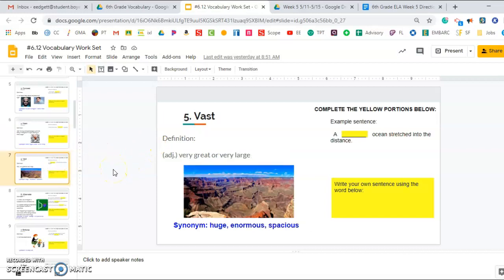All right, number 5 is vast. When we describe something as vast, it means it's very great or very large. So this picture of this canyon, the canyon is vast. A vast ocean stretched into the distance. So huge, enormous, spacious. My basement was vast and it had a basketball court in there.